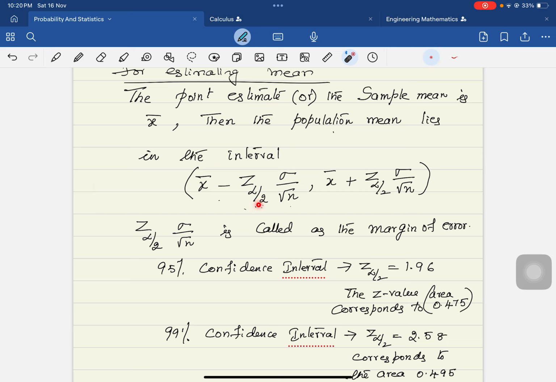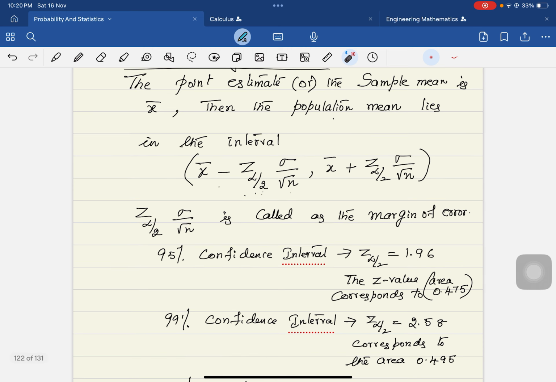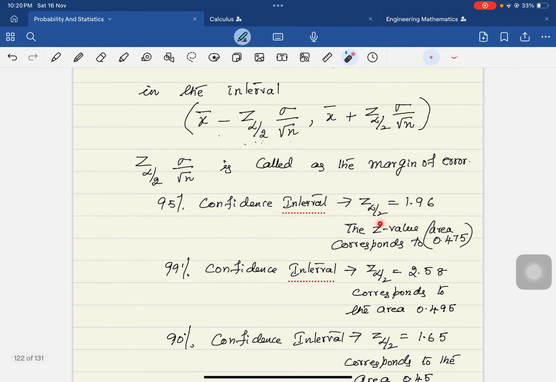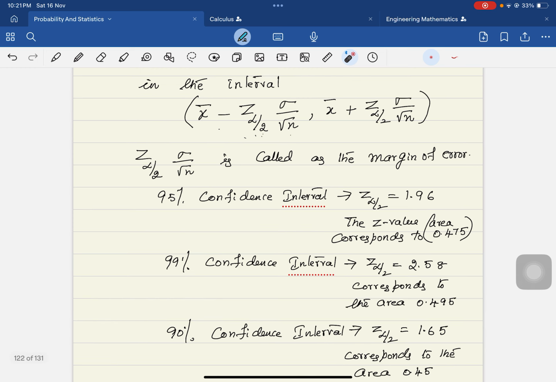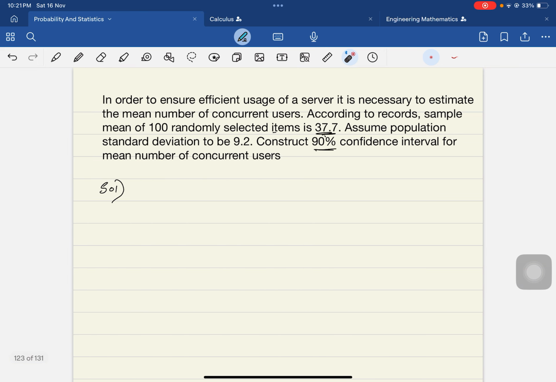Here Z alpha by 2 is the Z value corresponding to the confidence. For a 95% confidence interval, Z alpha by 2 is 1.96. I have explained how in my previous lectures, so just go through that. For a 99% confidence interval, Z alpha by 2 is 2.58. And for a 90% confidence interval, Z alpha by 2 is 1.65. We have done these in the previous lectures. Now we are going to do a problem on this.